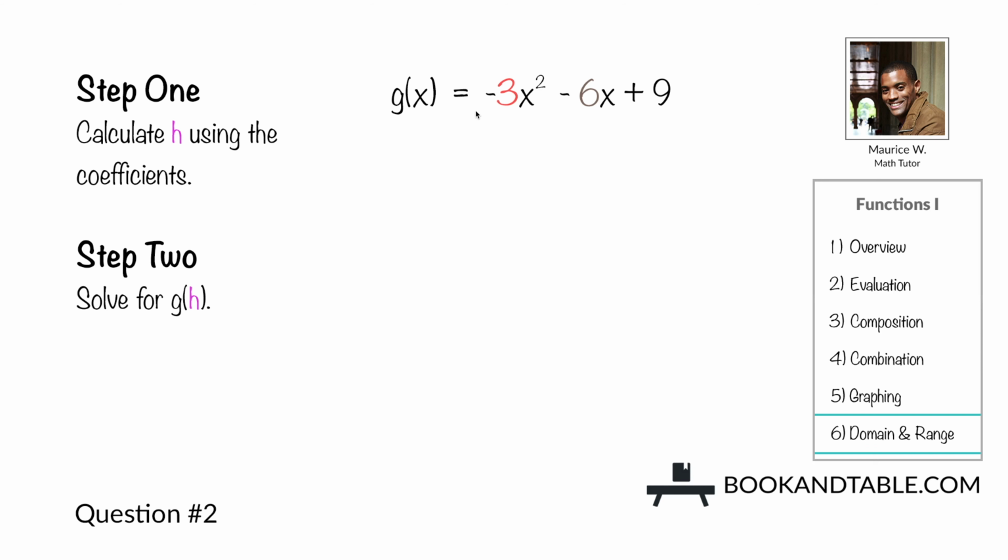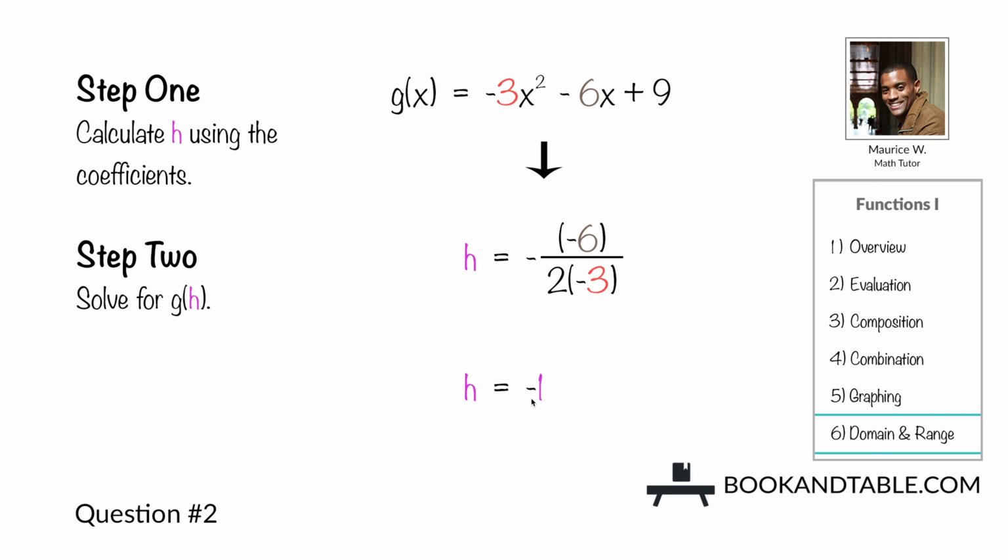G of x is equal to negative 3x squared minus 6x plus 9. Step 1, calculate h using the coefficients negative 3, which is our a, and negative 6, which is our b. Negative 1 times negative 1 will give us positive 1. So we wind up with a negative from this negative. And we get 2 times 3, so we get 6 in the denominator. So we wind up with negative 6 over 6, which is negative 1.